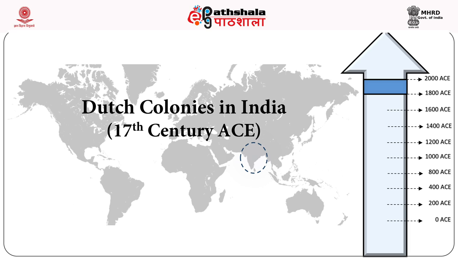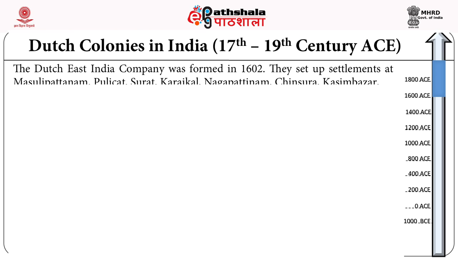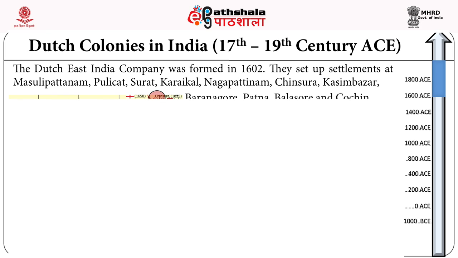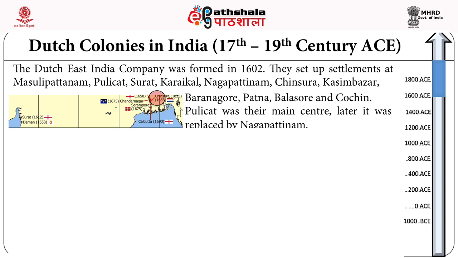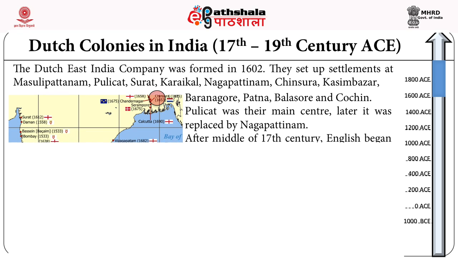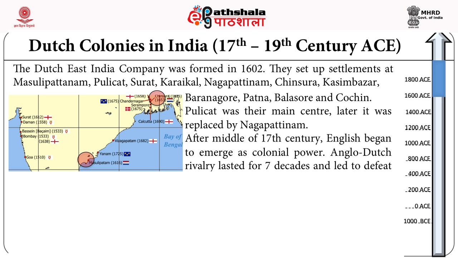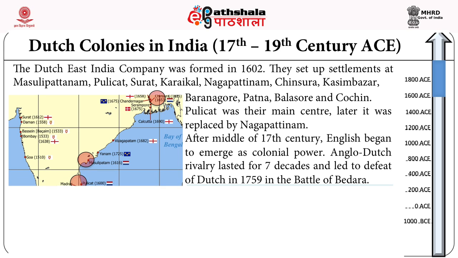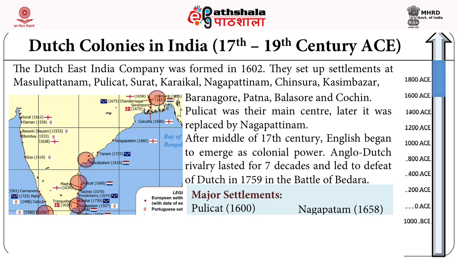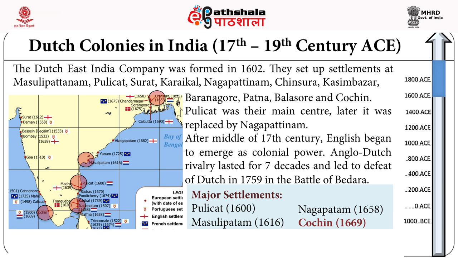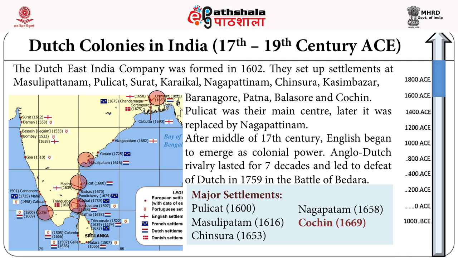Then we come to the Dutch colonies. We see that the Dutch East India Company, which was formed in 1602, set up settlements at Masulipatnam, Pulikat, Surat, Karaikal, Nagapattinam, Chinsura, Kasim Bazar, Varanagar, Patna, Balasore, and Cochin. So this was basically mostly on the eastern coast. Chinsura was in West Bengal, and the rest were on the eastern coast, and there was Kochi on the western coast. So these were the major settlements.